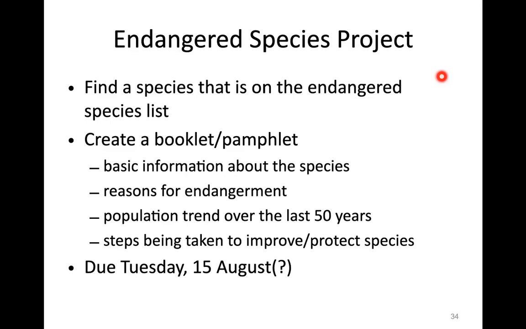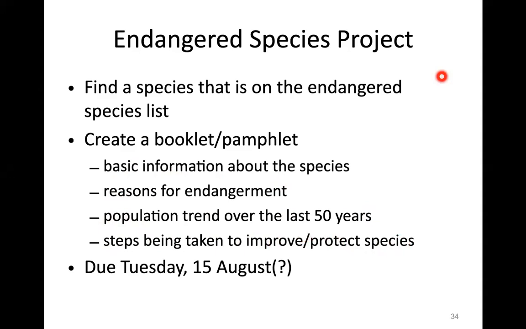We don't have class on Friday. Maybe I'll take some pictures and I'll show you some examples, but it can be any species that is endangered. I just want basic information about the species, big point, the reason for the endangerment. I want you to talk about the population trend over the last 50 years, and if there are any steps being taken to improve or protect the species.